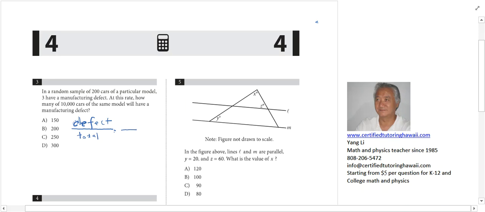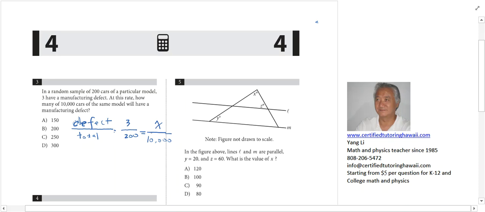So defects is 3 out of 200, right? Okay, make the same ratio now. Because at this rate, they ask how many of the 10,000 cars, the same model, will have manufacturing defects. So the 10,000 is the total. We'll put 10,000 at the bottom, and the numerator we put as X. That's what we're looking for, right?